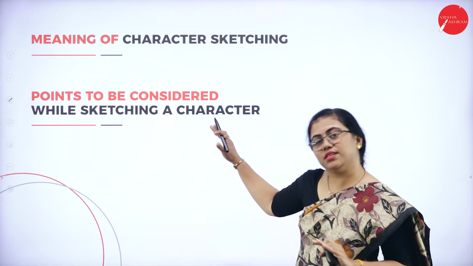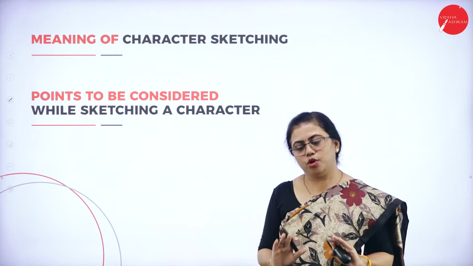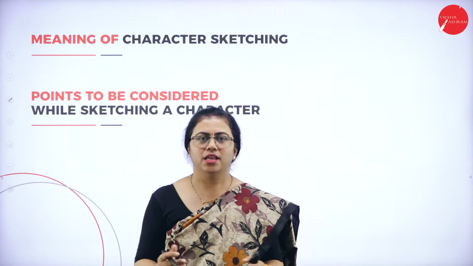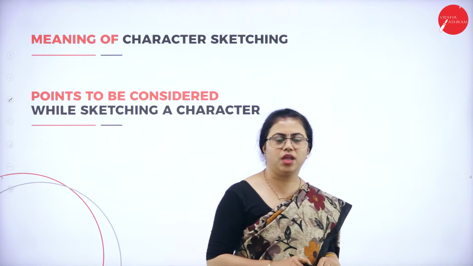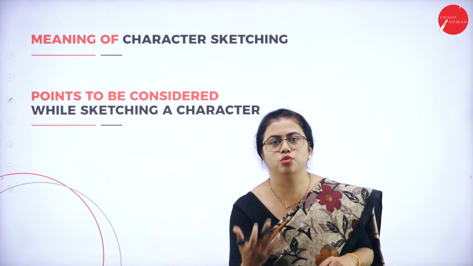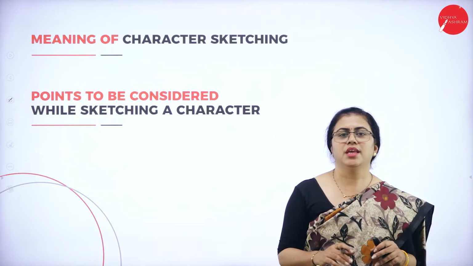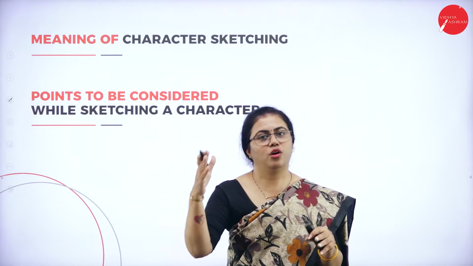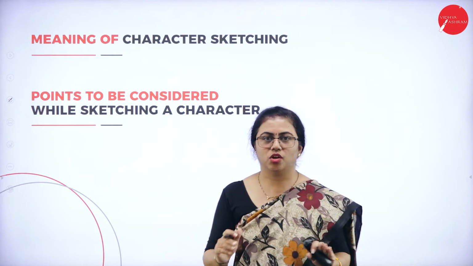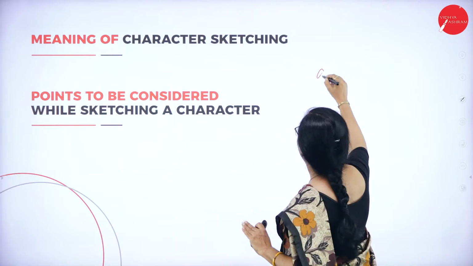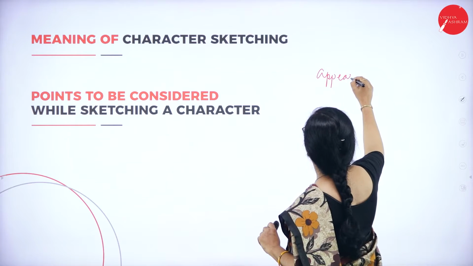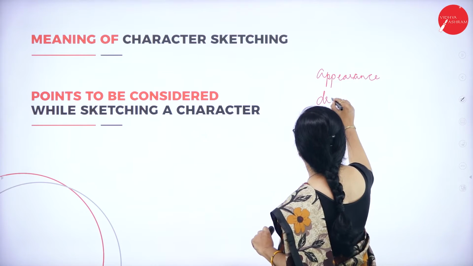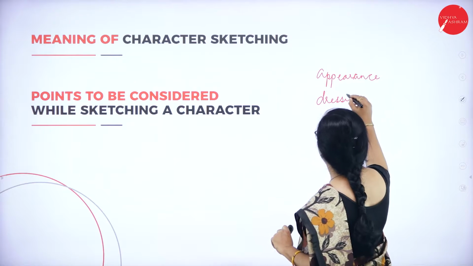So what is the meaning of character sketching? Suppose we'll just park this novel aside. We'll keep this novel aside. We'll just come back to real life. So what do you talk about whenever you look at a person? Whenever you look at a person, you tend to observe him or her from top to bottom, isn't it? The first thing you see is the appearance, how the person is appearing. Then you see the dressing sense, the dressing of that person.